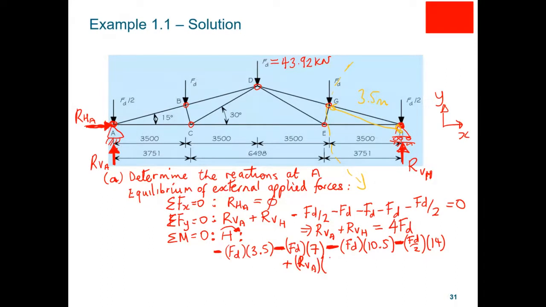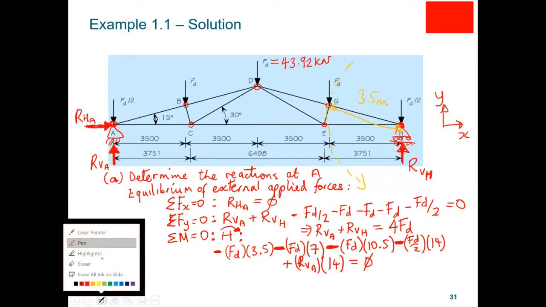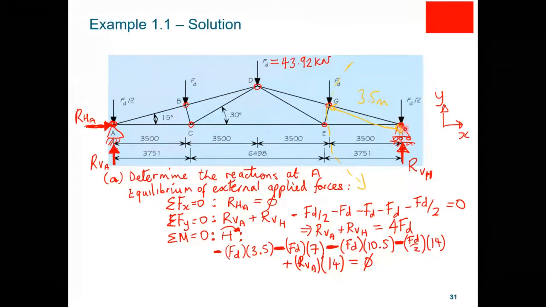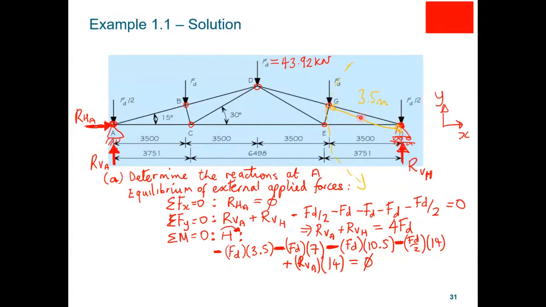that's 14 meters away. Okay, so the sum of all those is equal to 0, as I said, because I know that when I look here to the right-hand side, there's no moment. So when I look at everything, the sum of all the moments of all the external forces: Fd times its lever arm, next Fd times its lever arm, next Fd times its lever arm, Fd over 2 times its lever arm. They're all going down the way, counterclockwise that way. Whereas RVA is going up the way, it's going clockwise. It's at a distance of 14 meters away, so that's a plus value.